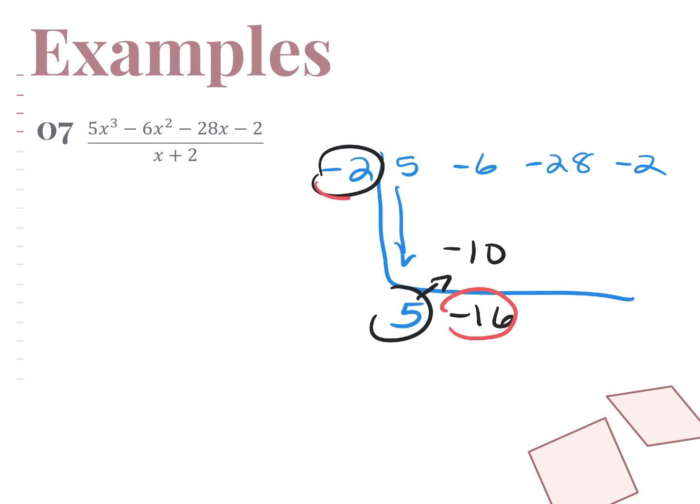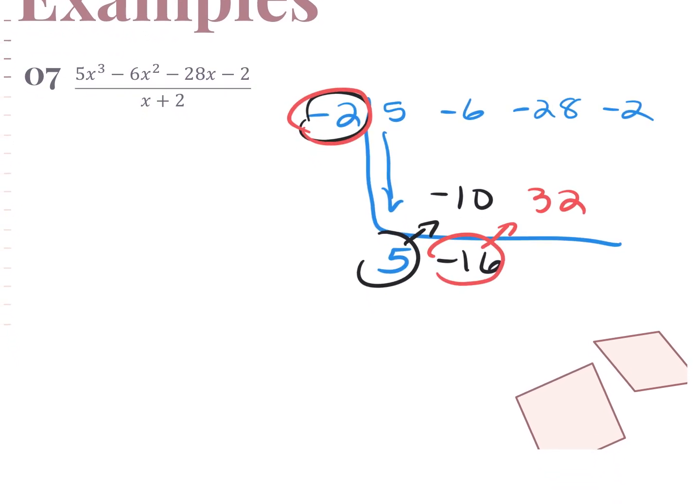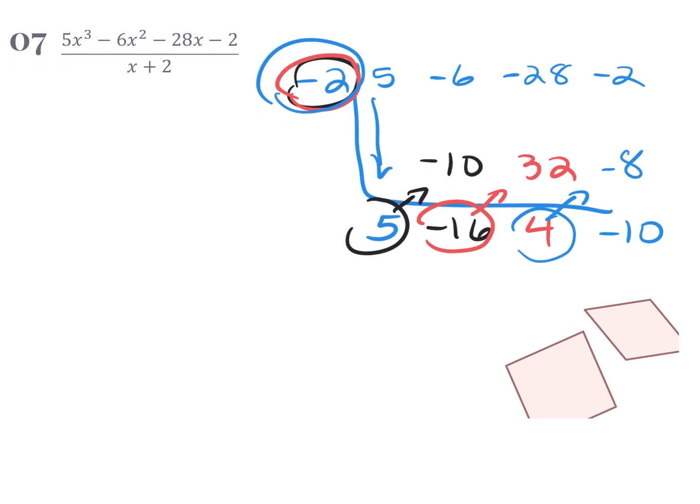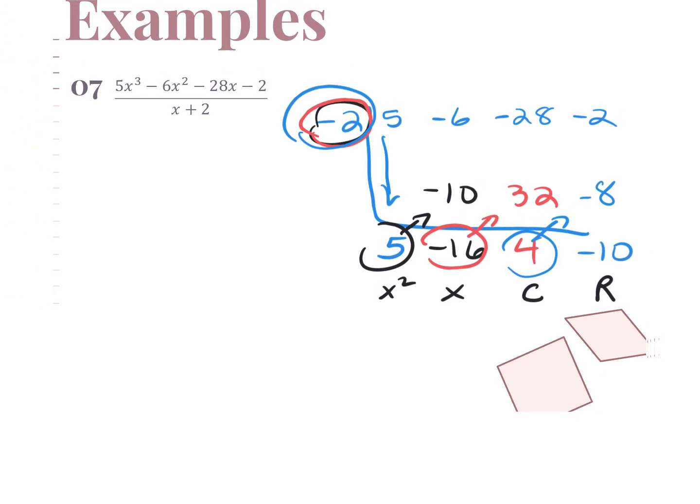Multiply. -16 times -2. I get +32. Add the column. I get +4. Multiply 4 and -2, and I get -8. Add the column, -10. So again, remember this is remainder, constant, x squared. Remember, the quotient is always going to be 1 degree lower than the dividend. So my quotient is 5x squared minus 16x plus 4 minus 10 over x plus 2.